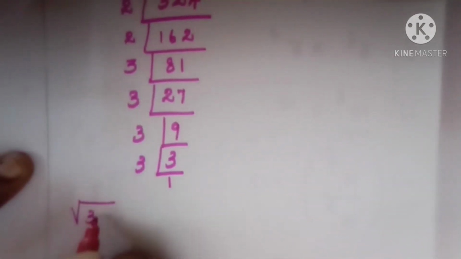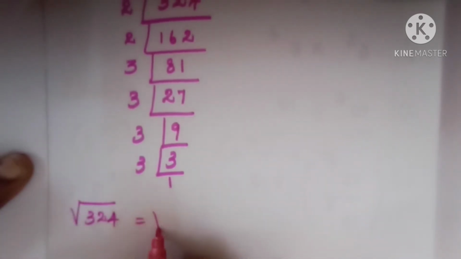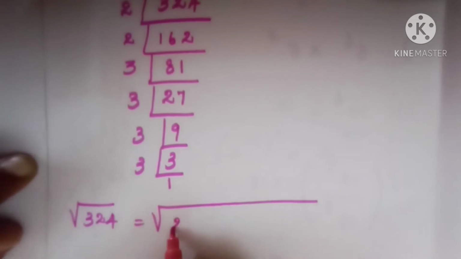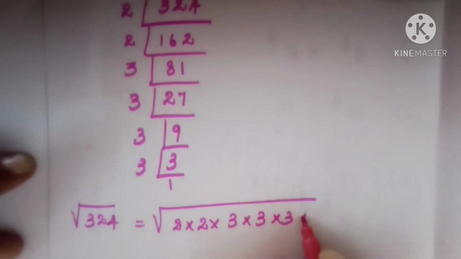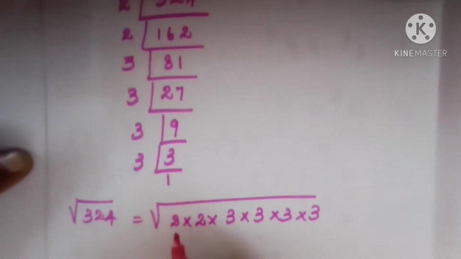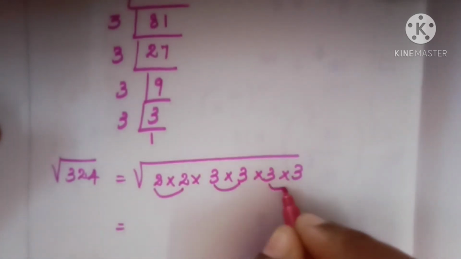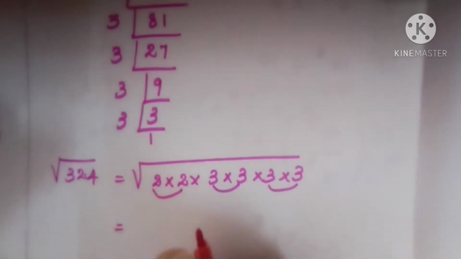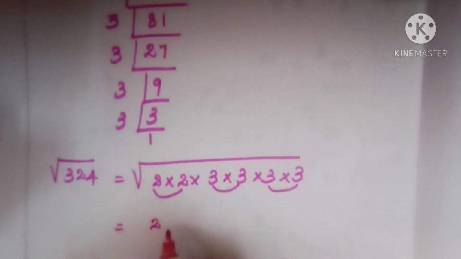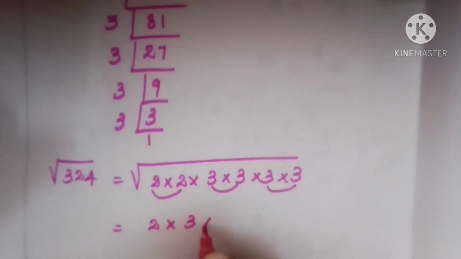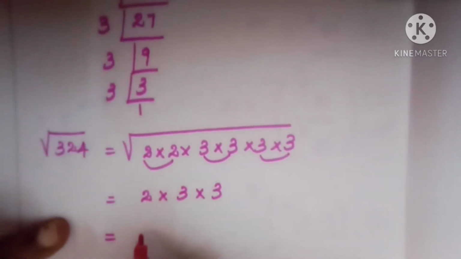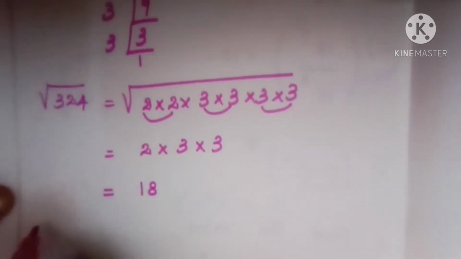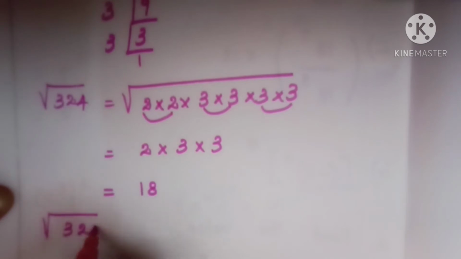The square root of 324 is equal to, first of all write the factors: 2 into 2 into 3 into 3 into 3 into 3. Arrange them in pairs and take one of each pair out of the square root. So we get 2 into 3 into 3. Then multiply: 2 3s are 6, 6 3s are 18. So your answer is the square root of 324 is equal to 18.